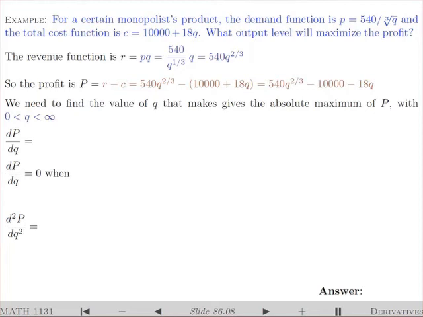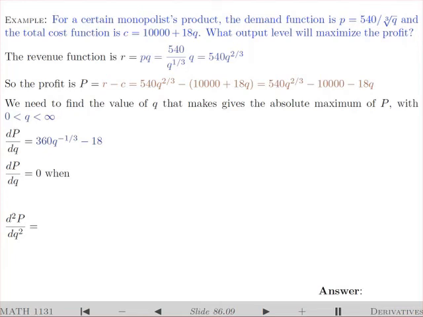Differentiating the profit function is easy because I just have to use the power rule. Its first derivative, dP over dQ, is 540 times 2/3 Q to the power 2/3 minus 1. 540 times 2/3 is 360. 2/3 minus 1 is negative 1/3. The second term is negative 10,000. Its derivative is 0. The third term is negative 18Q. Its derivative is negative 18. So to find the critical values, I'm going to set the derivative equal to 0.